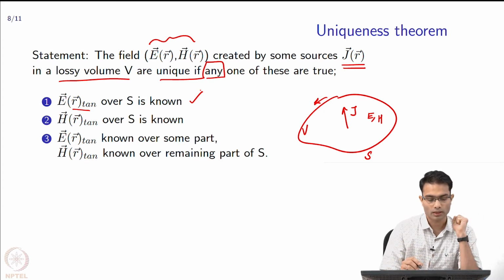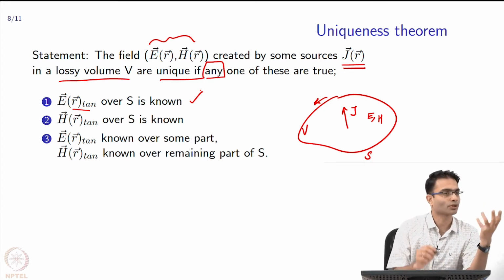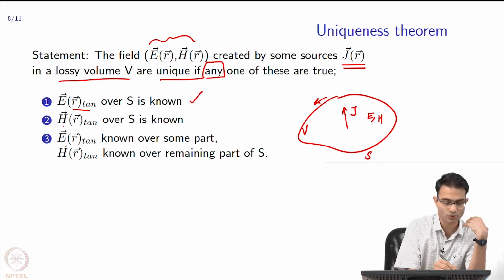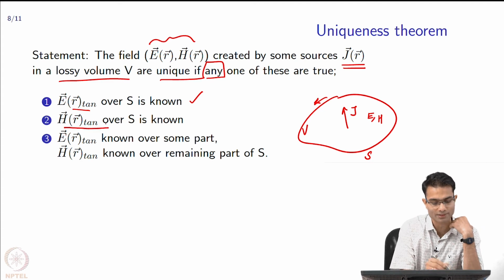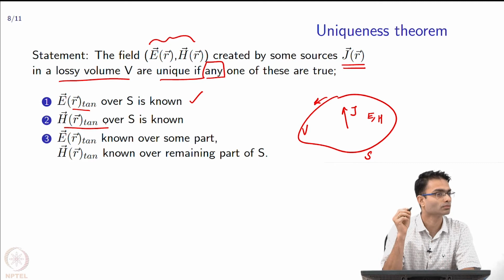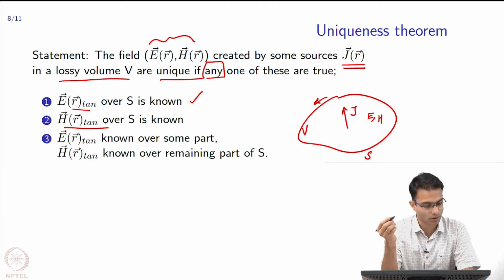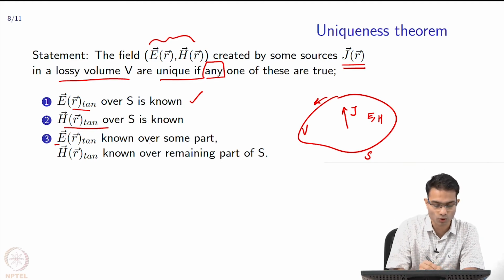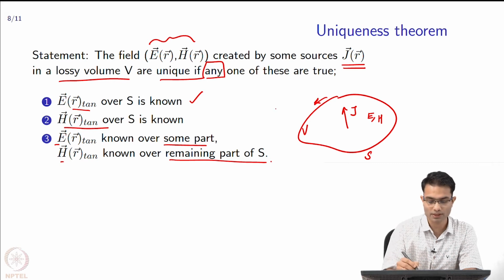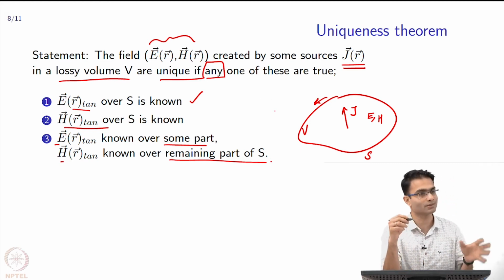The next condition is analogous, because we have seen that there is a sort of symmetry between E and H fields. So, it says, if you do not know E tan, if you know H tan over all of S, then the field is unique. And then of course the third option is a sort of linear combination, that you give me E tangential over some part and H tangential over the remaining part. Under any of these conditions, the field that you will get is unique.